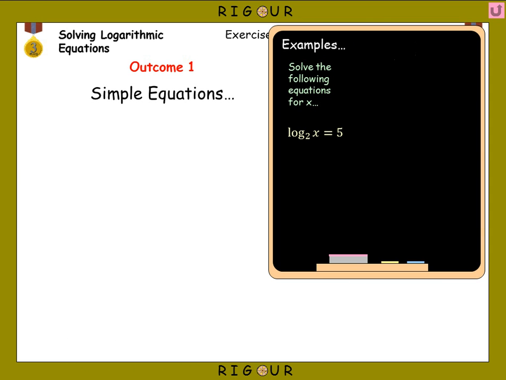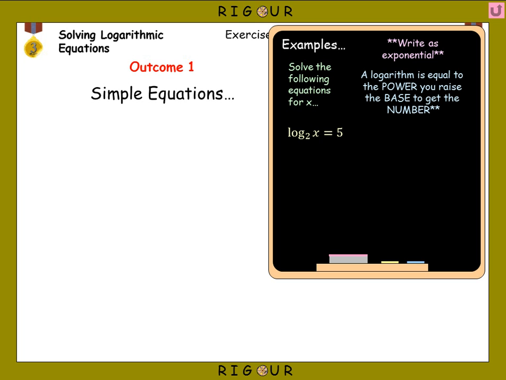Now, to solve log equations, we write them as exponentials. So we're going to learn the mantra: a logarithm is equal to the power you raise the base to get the number. So it's equal to the power. So the power is going to be 5. That's the power that we raise the base to, so we're raising 2 to the power of 5 to get the number, which in this case is x.